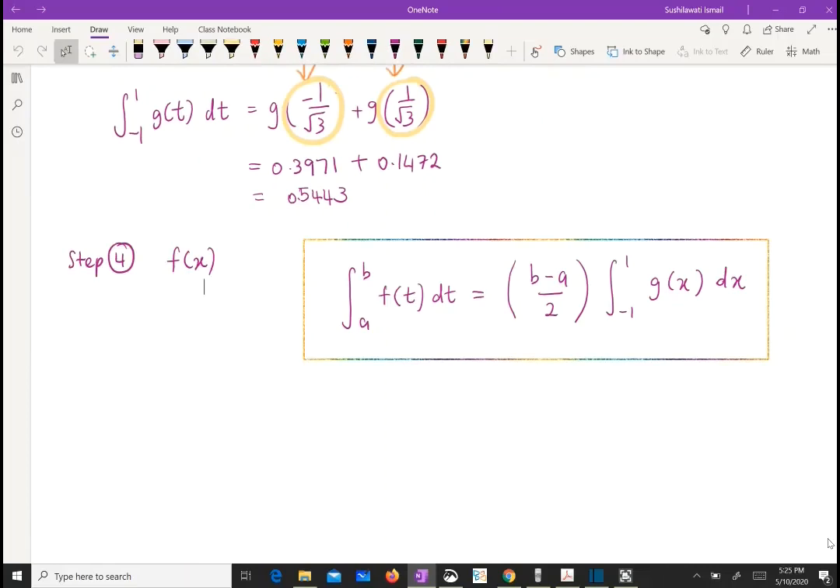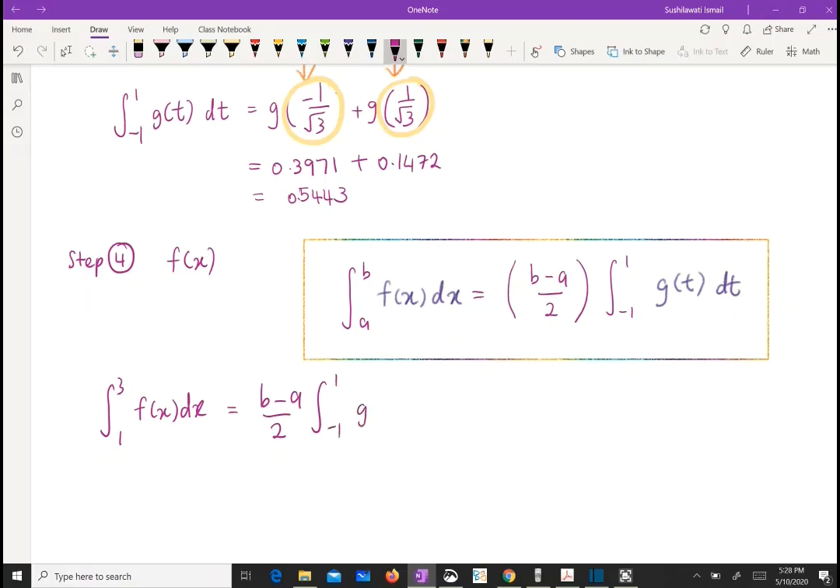When you look here, this is the formula that I've mentioned in the previous explanations. So in this case, our function is f(t) dt, so it becomes g(x) dx. For this question, our given function is f(x). We can just simply change the f(t) dt to f(x) dx, and g(x) dx into g(t) dt. Get back to our original function. The integral between 1 and 3 of f(x) dx equals (b minus a) over 2 times the integral from -1 to 1 of g(t) dt.